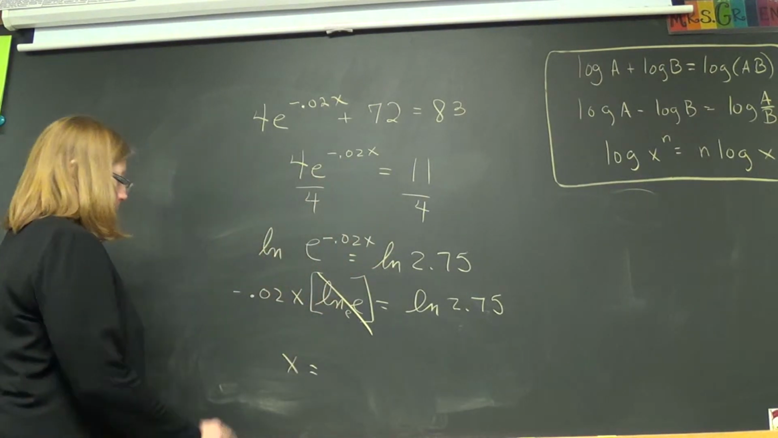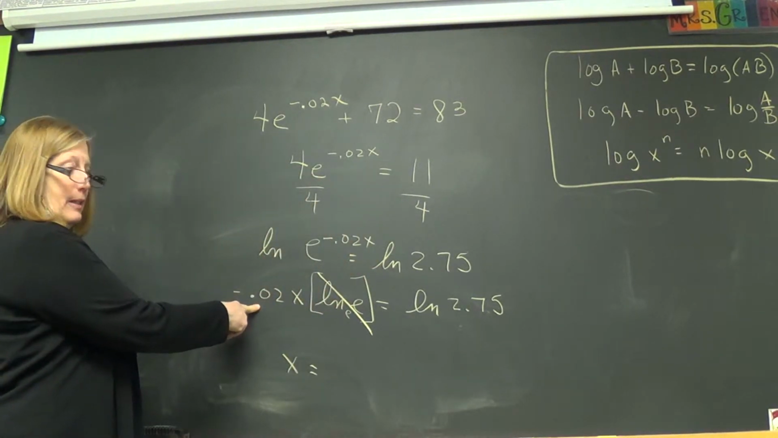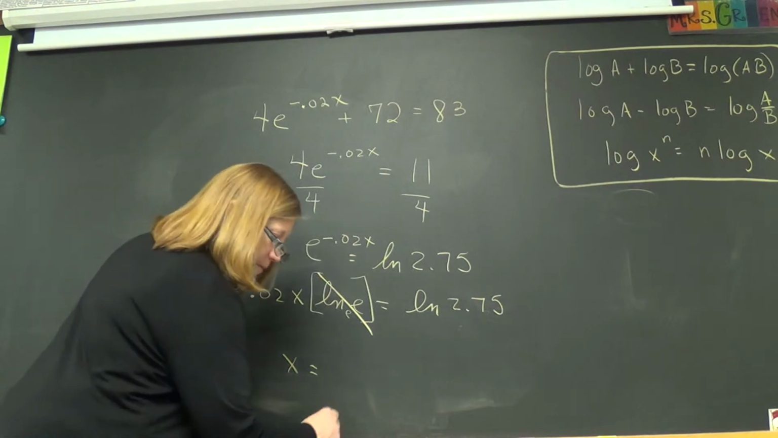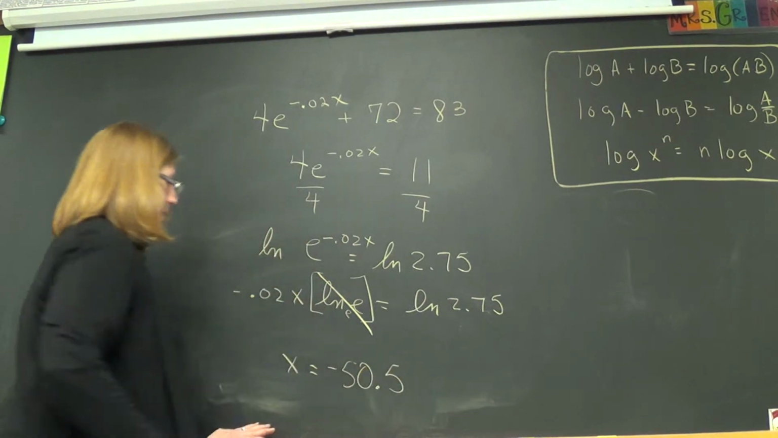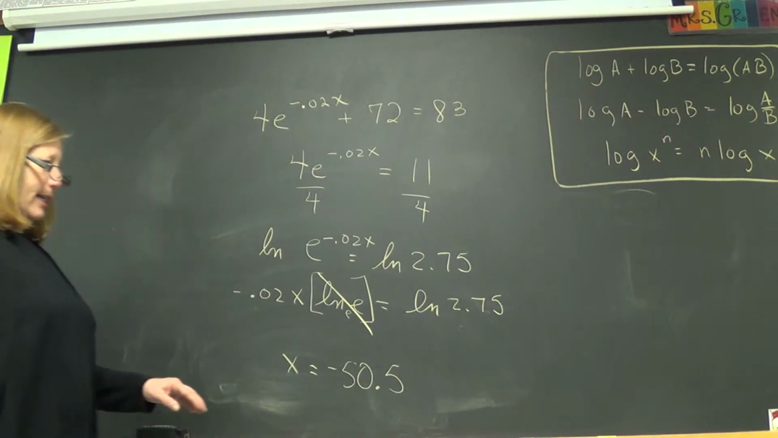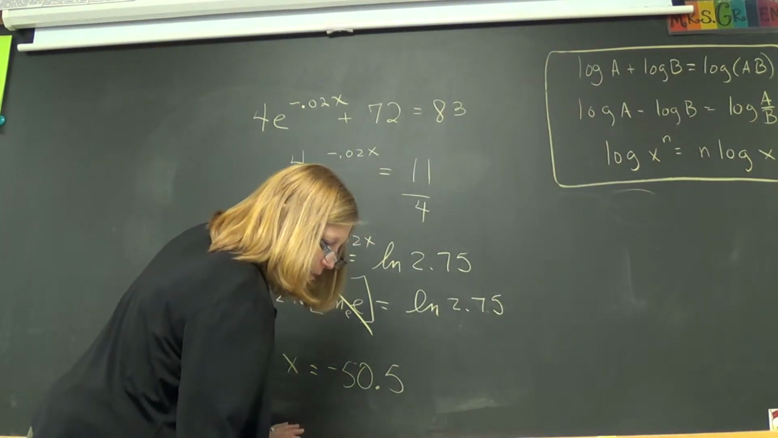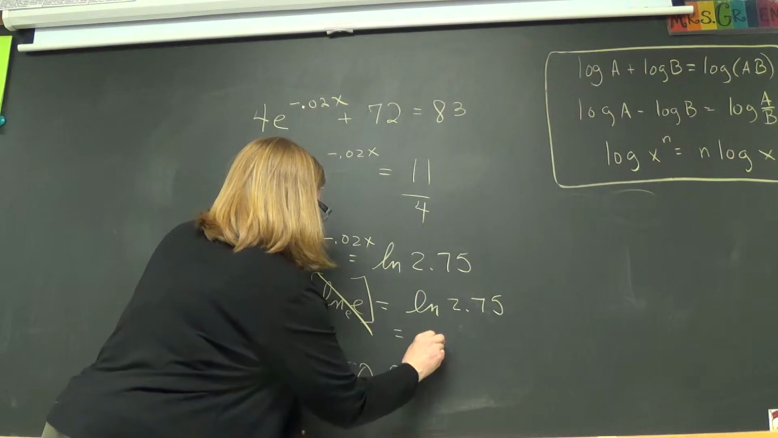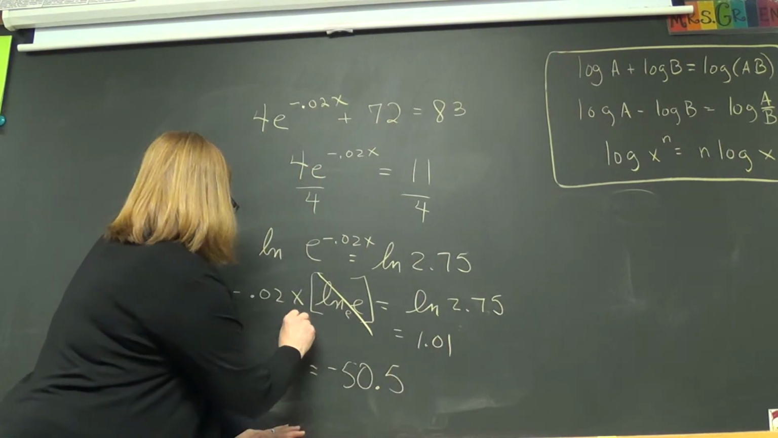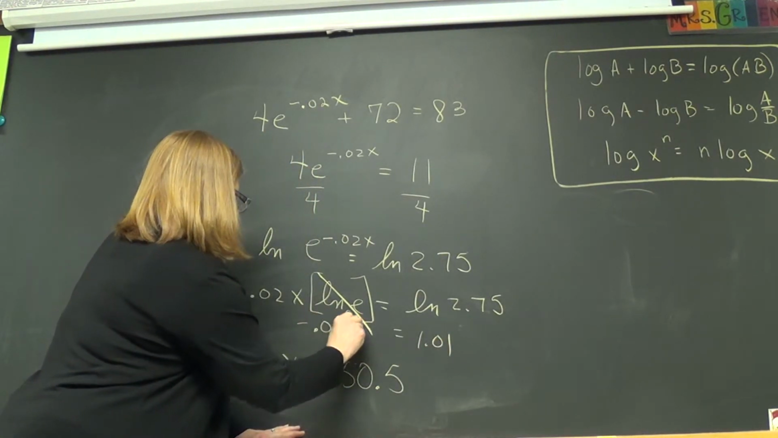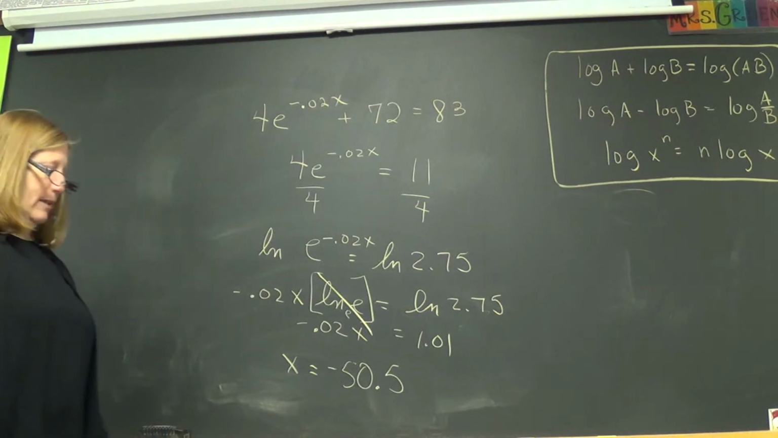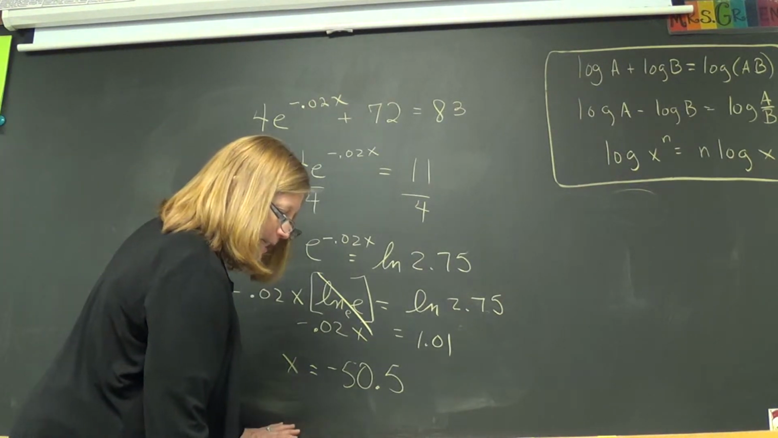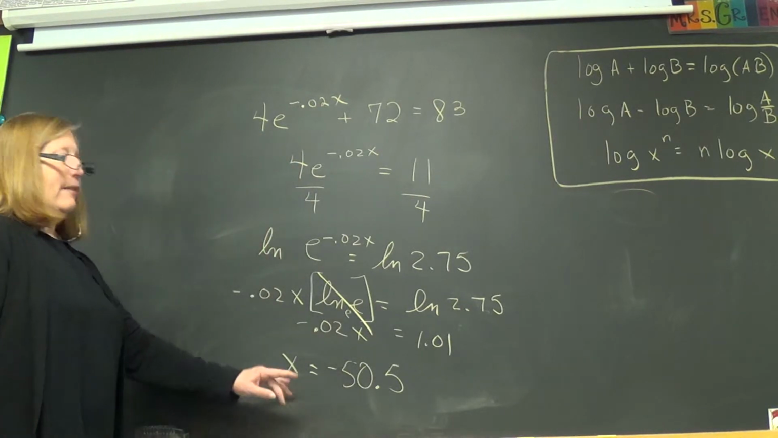Divided by what? Negative 0.02. I got negative 50 as well. I had ln of 2.75 was 1.01, and then I divided. Oh, I did it the other way around. And when I divide it by negative 0.02, I got negative 50 point 5, something like that. 0.6. Yeah.